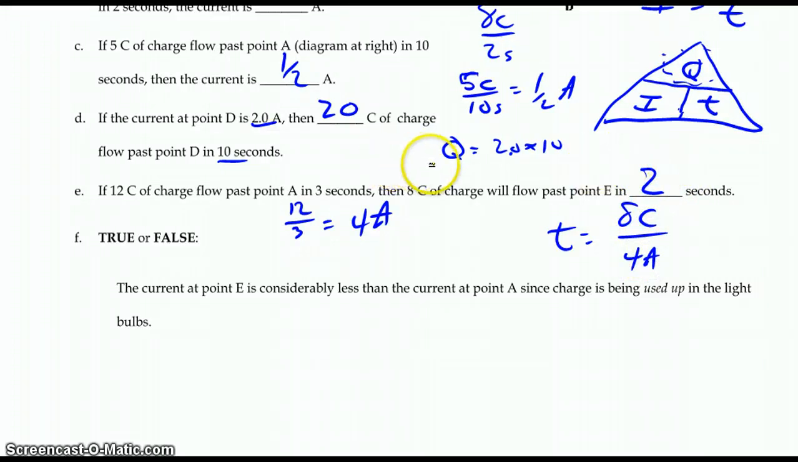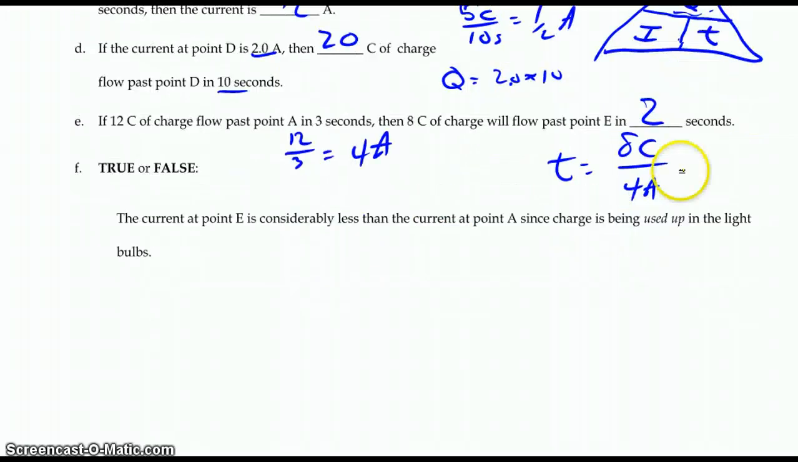Now, if we ask any point along that particular circuit, the current has to be the same everywhere because it's only one loop. So the ratio of charge to time has to stay 4. So at any point, those two have to be the same. Okay, and finally, the current at point E is considerably less than the current at point A since charge is being used up in the light bulb.